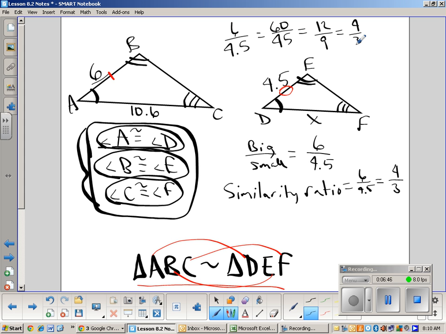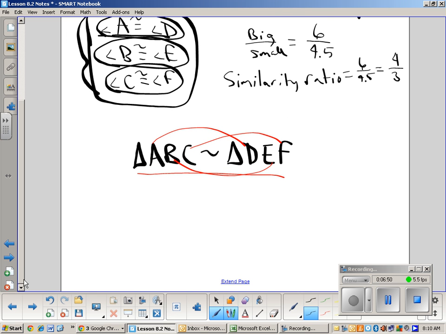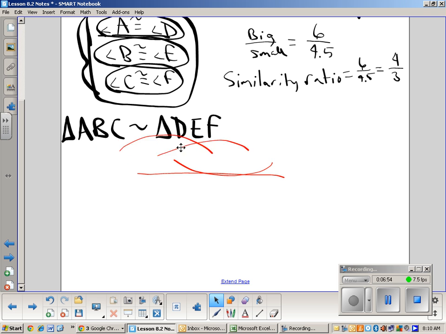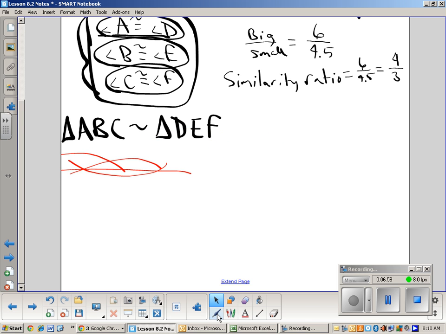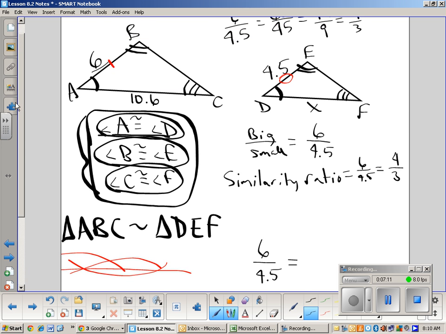Now, if they want me to find x, I didn't really need to find the similarity ratio to find x. I could have started with my ratio big to small. 6 over 4.5 is equal to, now what did I put on top? The big triangle or the small triangle? The big. So when I compare the other ratio, I have to go big to small.